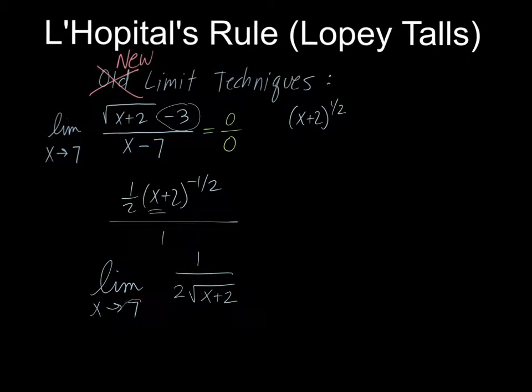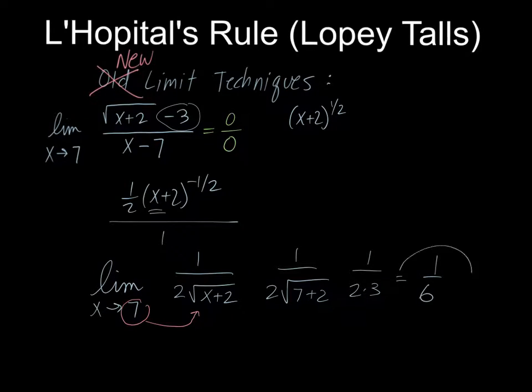Now take the 7 and substitute it in and see what you get. 1 over 2 times the square root of 7 plus 2, which is 1 over 2 times 3, which is 1/6. So there's that same 1/6, but without having to conjugate. By quickly taking the derivative of top and bottom and subbing in again, we've arrived at the same limit.